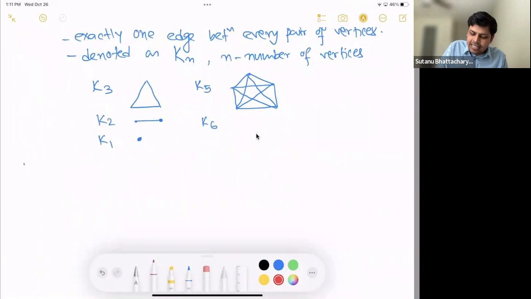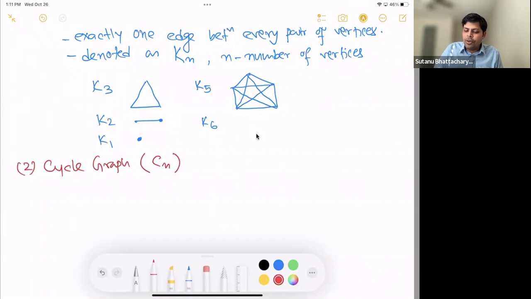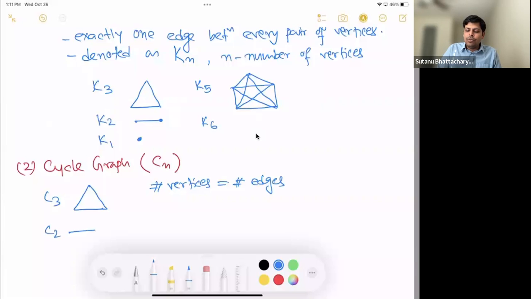Okay, let's move on. Next is the cycle graph. A graph that contains a cycle is denoted as C suffix n. So C3 can be like this. C3 is a cycle graph containing 3 vertices, 3 edges. So in a cycle graph, the number of vertices equals the number of edges. You may think of C2. In C2, it's not possible to have any graph, so C2 doesn't exist. Similarly, C1 doesn't exist. So C3 is the first cycle graph, with the minimum number of vertices.